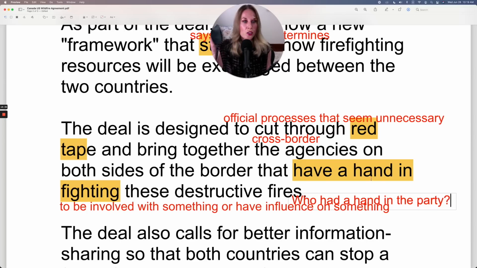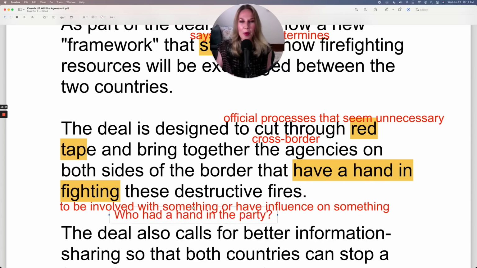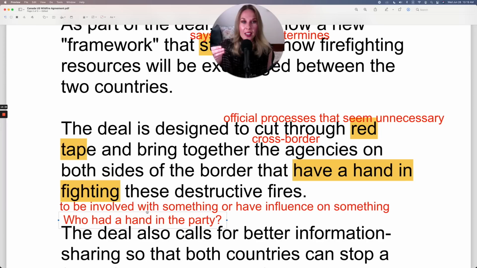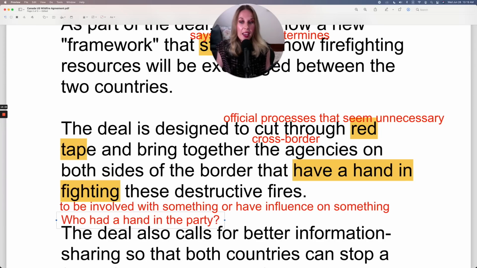In Fred's retirement party. Remember Fred? We all pitched in to buy him a present. Who had a hand in the party? Who had? Because remember, to have, our verb is have. So this is have in the past simple. Who had a hand in the party, in Fred's party?